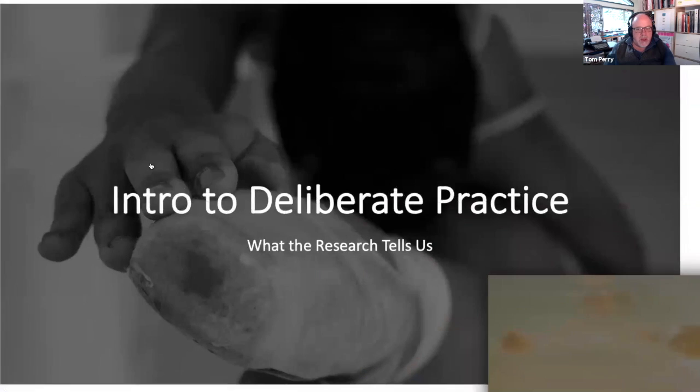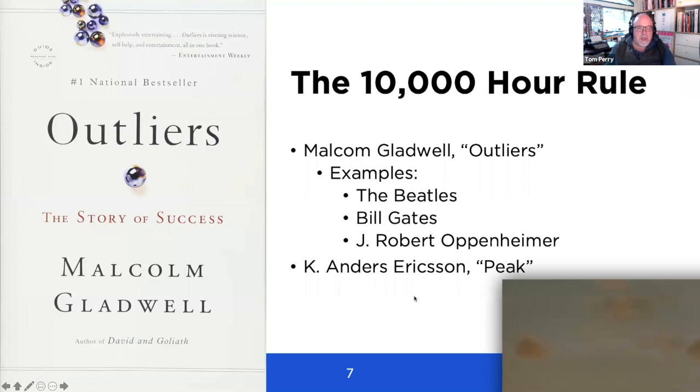So starting with deliberate practice, as I mentioned, deliberate practice was really first popularized by Malcolm Gladwell when he referred to the 10,000 hour rule. And this was something that he referred to in his book Outliers. And Outliers in general was an examination of what makes certain people exceptional successes. And so it was very much a critical examination of how people manage to get themselves into peak performance states.